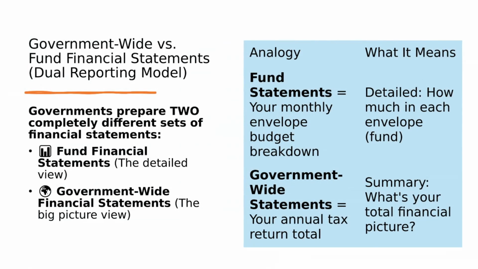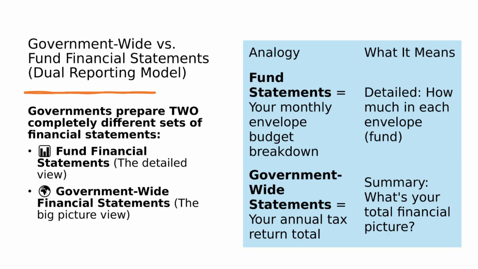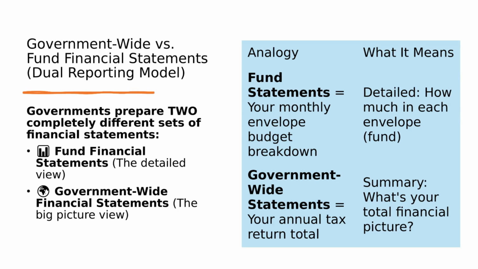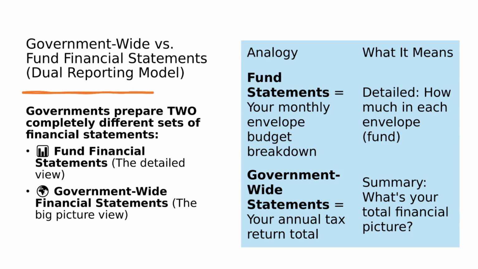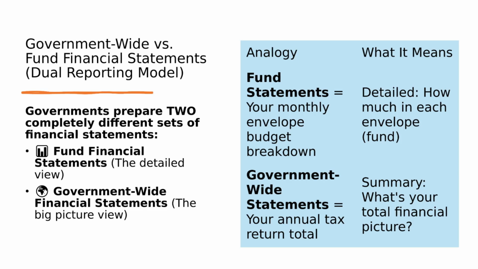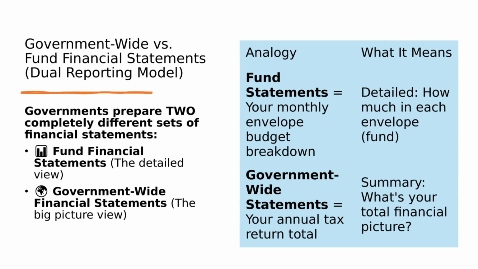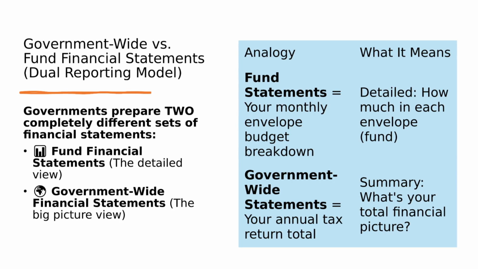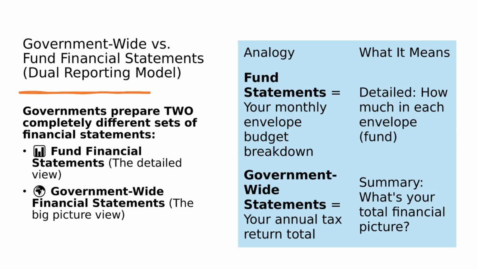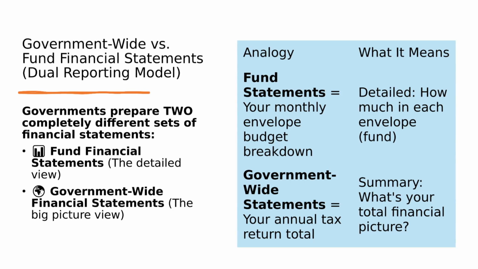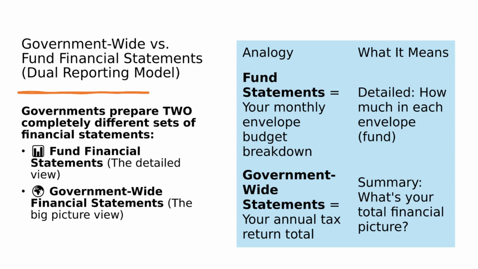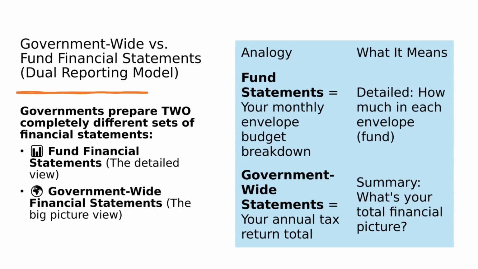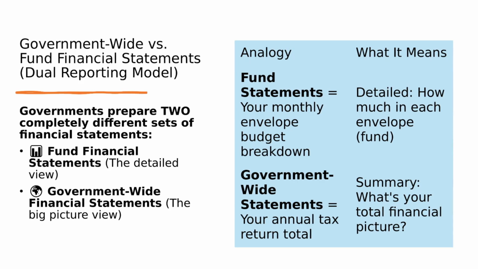Governments actually prepare two distinct sets of financial statements, a bit like keeping both a detailed monthly budget and a big-picture annual summary. Fund financial statements break down each pot of money, just as you might track spending in separate envelopes for rent, groceries, or entertainment. Meanwhile, government-wide financial statements pull everything together for a full financial snapshot, like your annual tax return totals. This dual reporting model helps ensure both detailed accountability and a clear view of overall financial health.